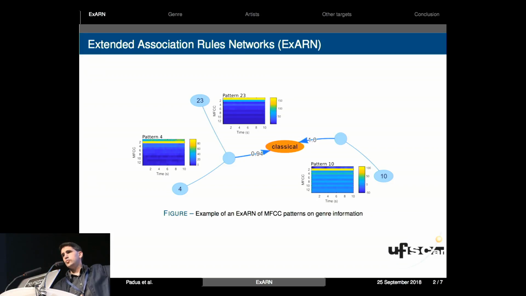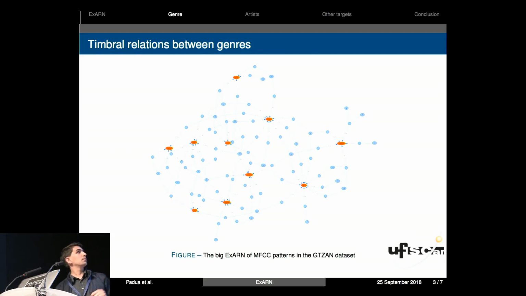It doesn't need to be genre. I'll show some more. On this side, we have some AND rules. So if you have the pattern 23 and the pattern 4, you have 94% confidence that your song is classical, okay? These networks are not only for one genre, one target, but also for discovering links between different labels.